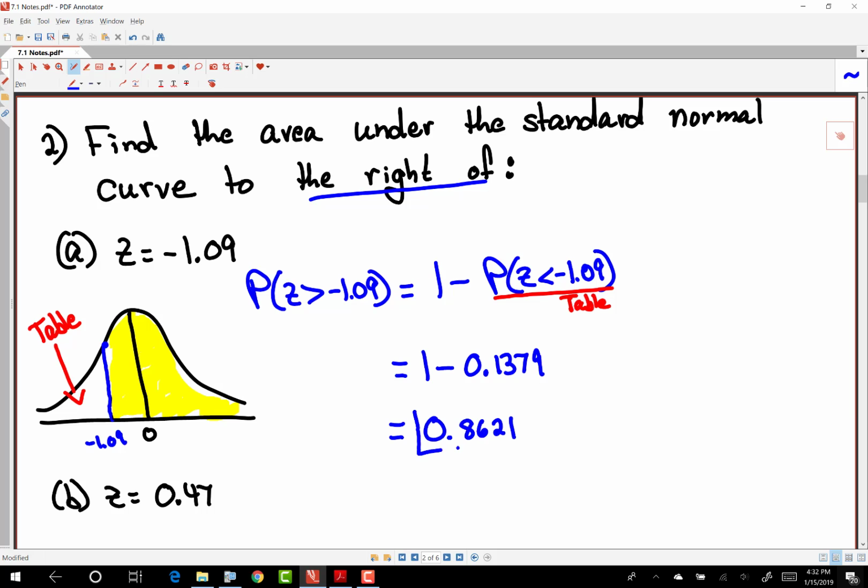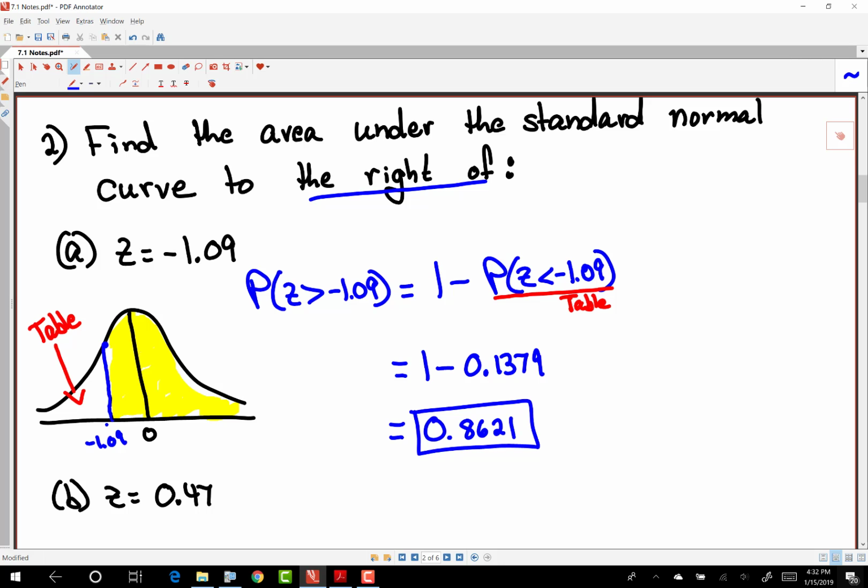So that yellow shaded area is 0.8621. And again, does it make sense that it's bigger than half? Yeah, because 50% is from 0 up, and we've got more than that over here.